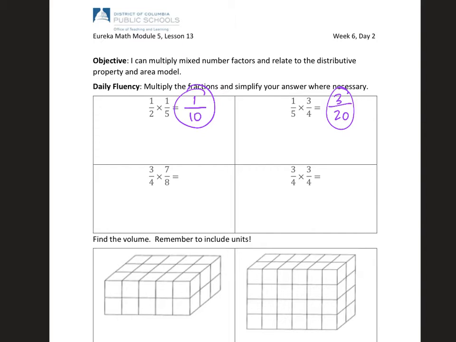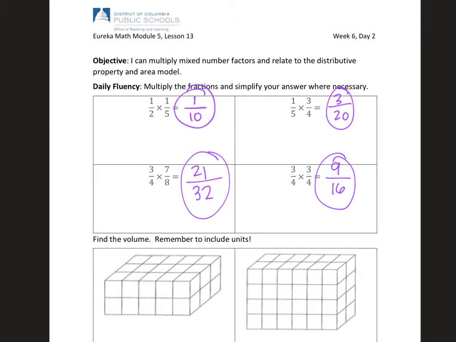On the bottom left, we have 3 times 7, which is 21, and 4 times 8, which is going to give us 32. And that's going to be my final answer there. All right, and then I have 3 times 3, which is 9. And 4 times 4, which is 16. And that is also going to be my final answer. Sorry, I was also thinking to make sure that nothing divided into both. So you should have 9/16.